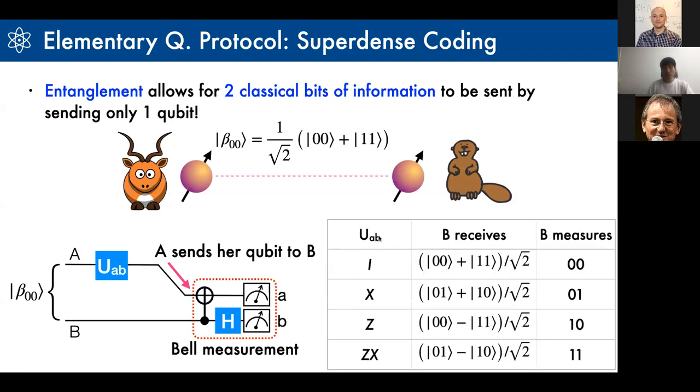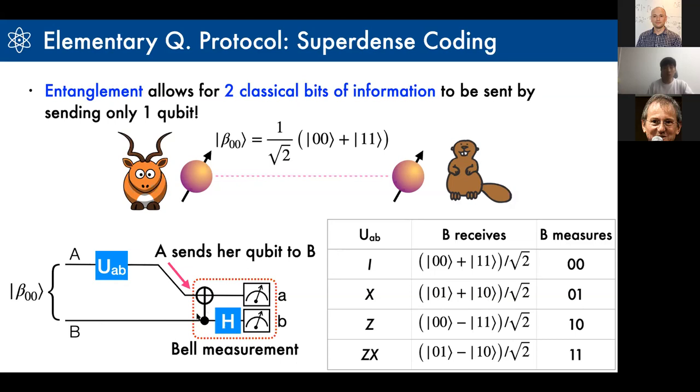Okay, so we can see it as follows. Remember, antelope chooses one of these four unitary operations. And it turns out that when A applies one of these unitary operations, the state changes. Obviously there are four possibilities, and it turns out that these four are orthonormal to one another. So when we have orthonormal states, we can do a single measurement to distinguish them. So it seems like B is doing some two-qubit gate. This is controlled-NOT, and the Hadamard and measurement.